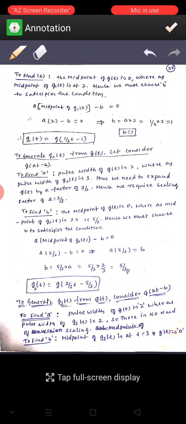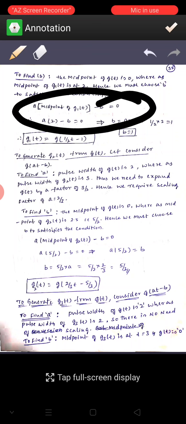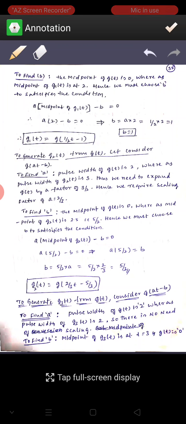Hence, we must choose b to satisfy the condition a times the midpoint of g1 of t, minus b, is equal to 0. The midpoint of g1 of t is 2, so substituting, a of 2 minus b is equal to 0. So b is equal to a into 2. In the previous calculation we found that a is equal to 1 by 2. Substituting that, we get b is equal to 1.